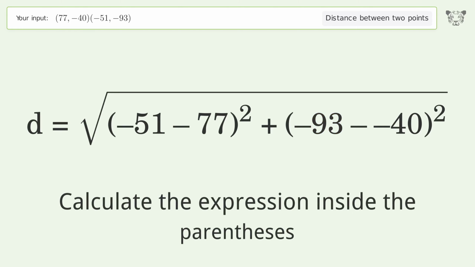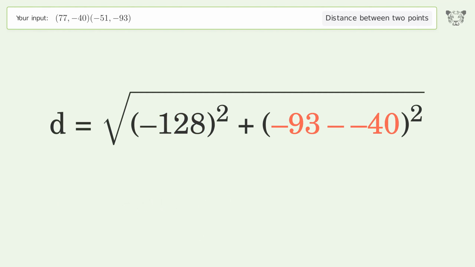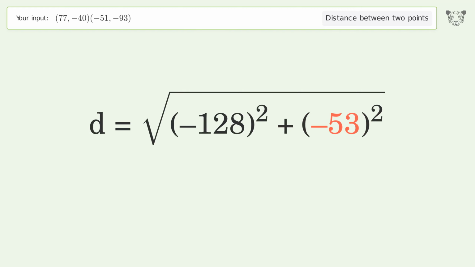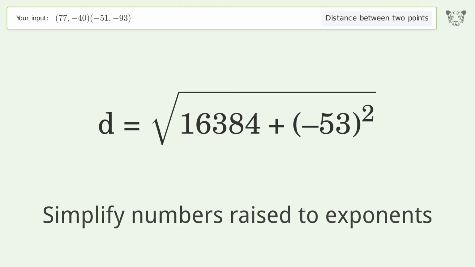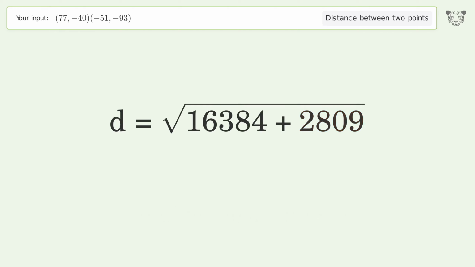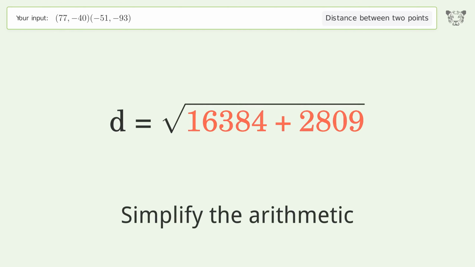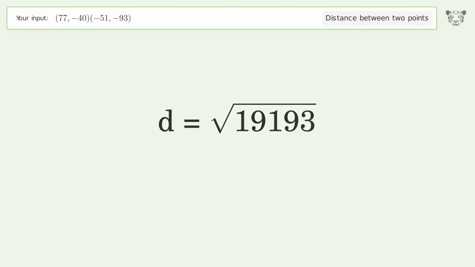Calculate the expression inside the parentheses. Simplify numbers raised to exponents. Simplify the arithmetic. And so the distance between the 2 points is the square root of 19,193 or 138.539.